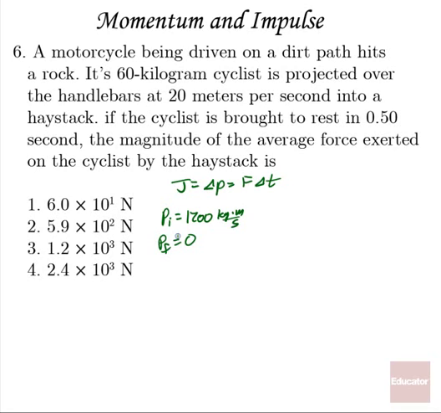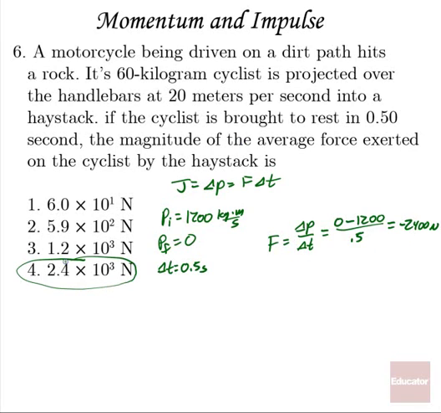to rest. The time interval is 0.5 seconds, so to solve for force, that's going to be change in momentum divided by time. Our change in momentum is our final momentum minus our initial momentum, 1200, divided by our time interval, 0.5, or negative 2400 newtons. And since we're only looking for magnitude of the force, 2400 newtons is our answer. Choice 4, 2.4 times 10 to the third.